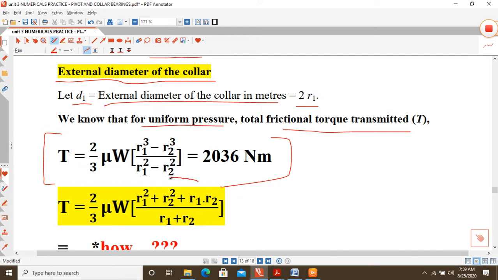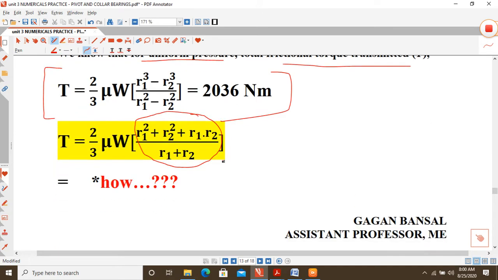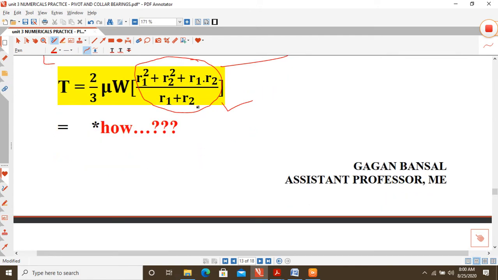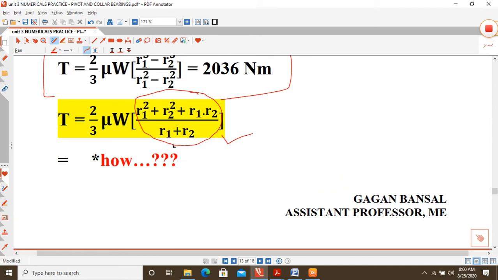Now how did this particular term come into the simple equation, how did this come? This can be done. We know the formula for R1 cube minus R2 cube. Let me show you. This is the simplest form that we have converted. Why we have done this is, we need to calculate this R1. Getting the cube root is tough, but getting the square root is easy.